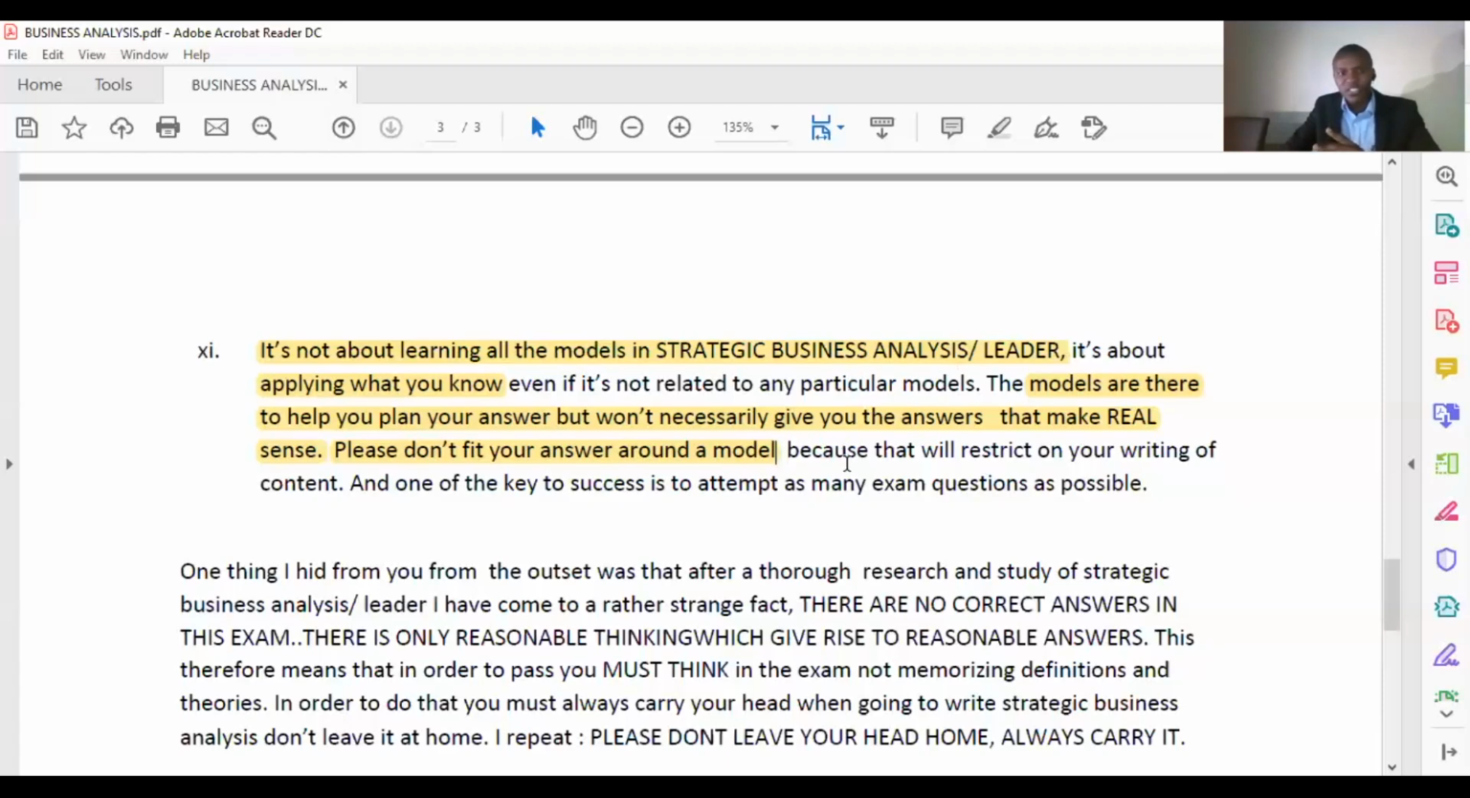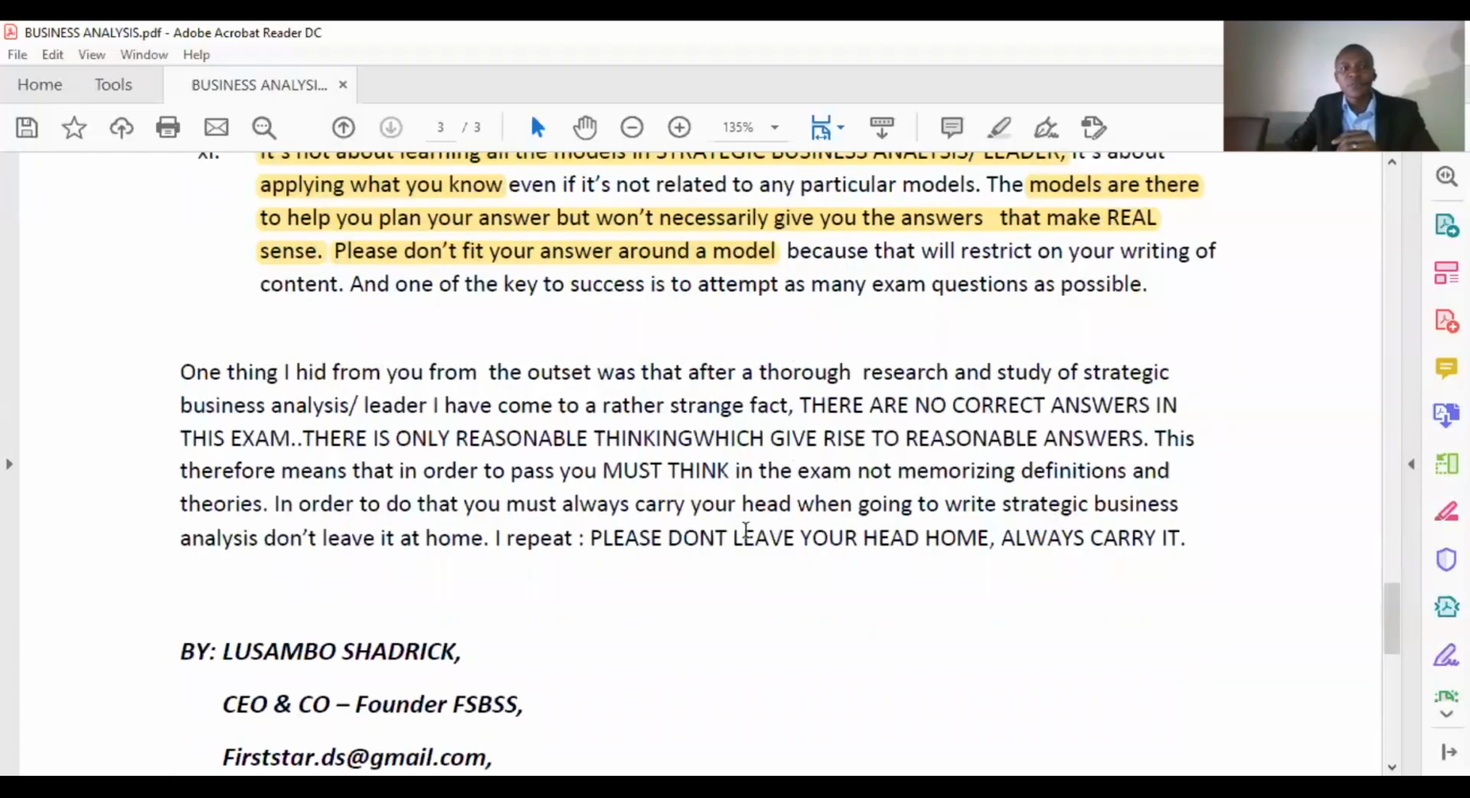And one thing I want to mention here is that there's something I did not tell you from the outset. I hid something from you. One thing I hid from you from the outset was that after I did a thorough research and study of this particular paper, I found out that actually there are no correct answers in this exam.